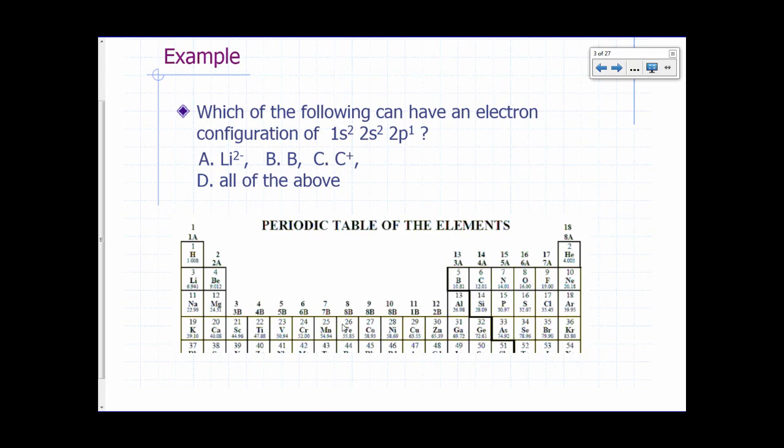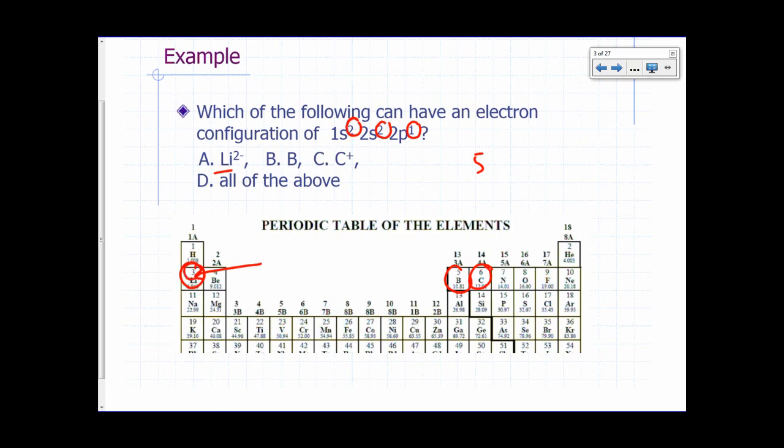So, based on that information, which of the following can have an electron configuration of 1s2, 2s2, 2p1? Lithium with a -2 charge, boron, or carbon with a +1 charge, or is it all of the above? Well, let's take a look at this. This electron configuration refers to something that has 5 electrons. 2 plus 2 plus 1, that's 5 electrons. So it can refer to an atom or an ion that has 5 electrons.